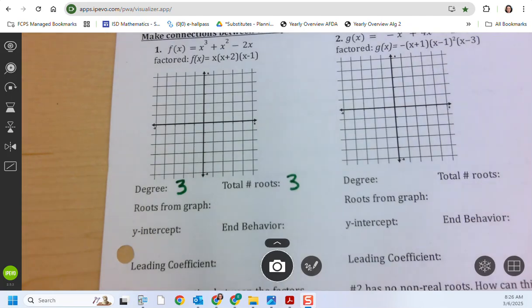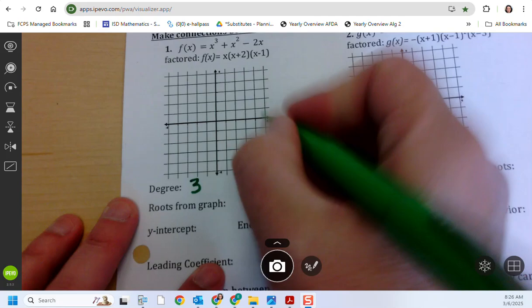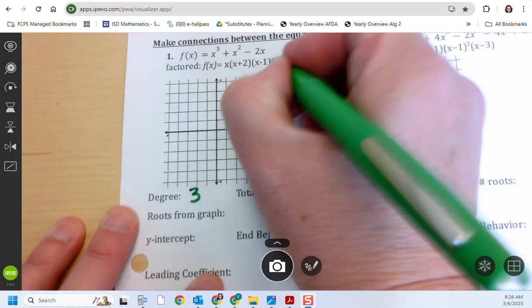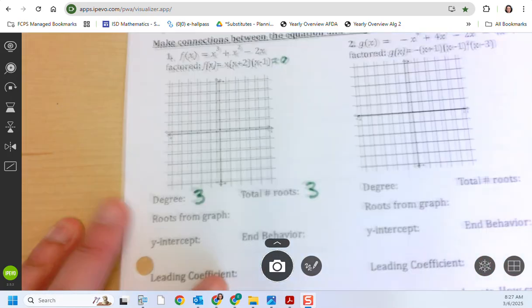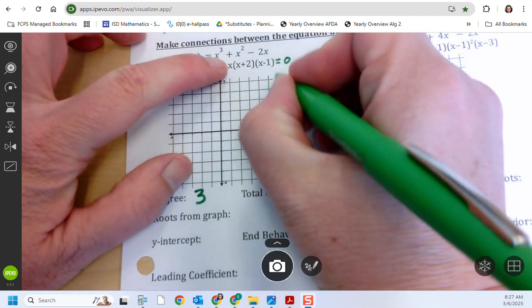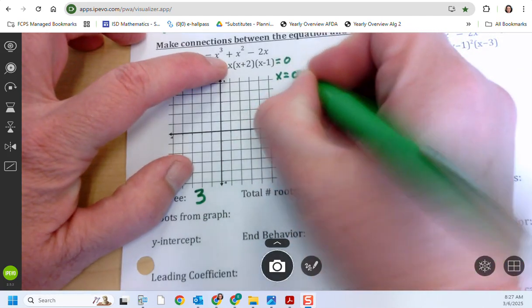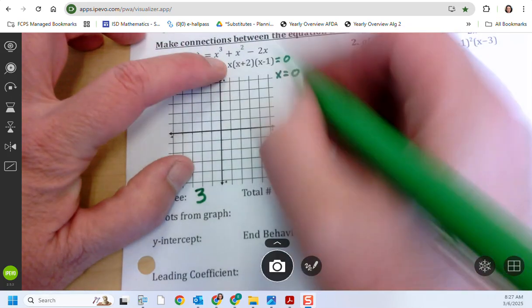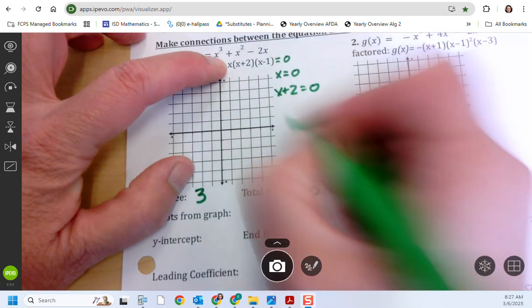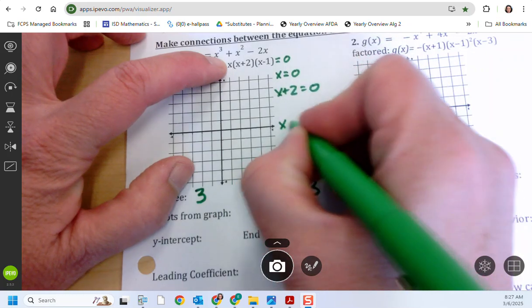I don't know yet what the roots are, but I can find them because remember, everywhere on the x-axis, your y is 0. So I can set my factors equal to 0 and find out what my x-intercepts are. So I can write x equals 0, x plus 2 equals 0, and x minus 1 equals 0.